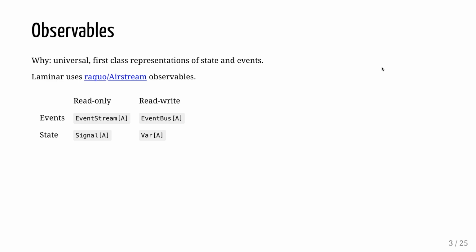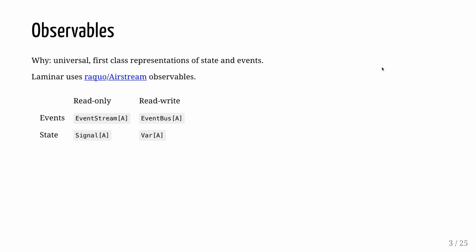For the record, Laminar uses my own library called Airstream for observables. It's pretty simple, but it does have a couple interesting solutions to common observable problems. We'll talk about those later. For now, just the standard stuff. We have event streams, which are used to represent events, and we also have signals, which represent state.